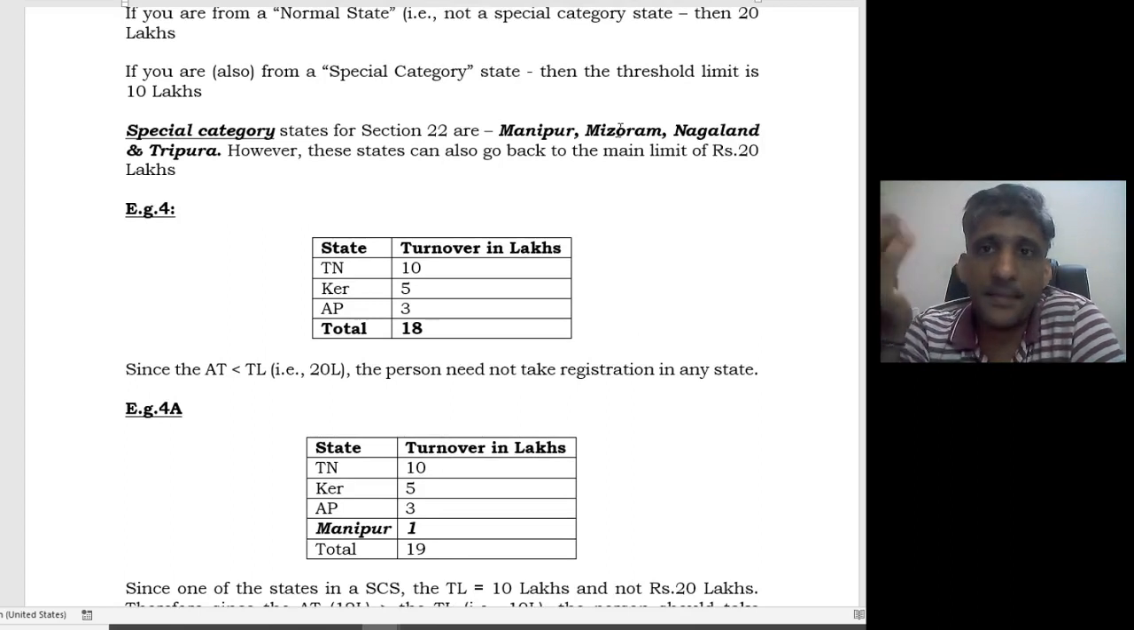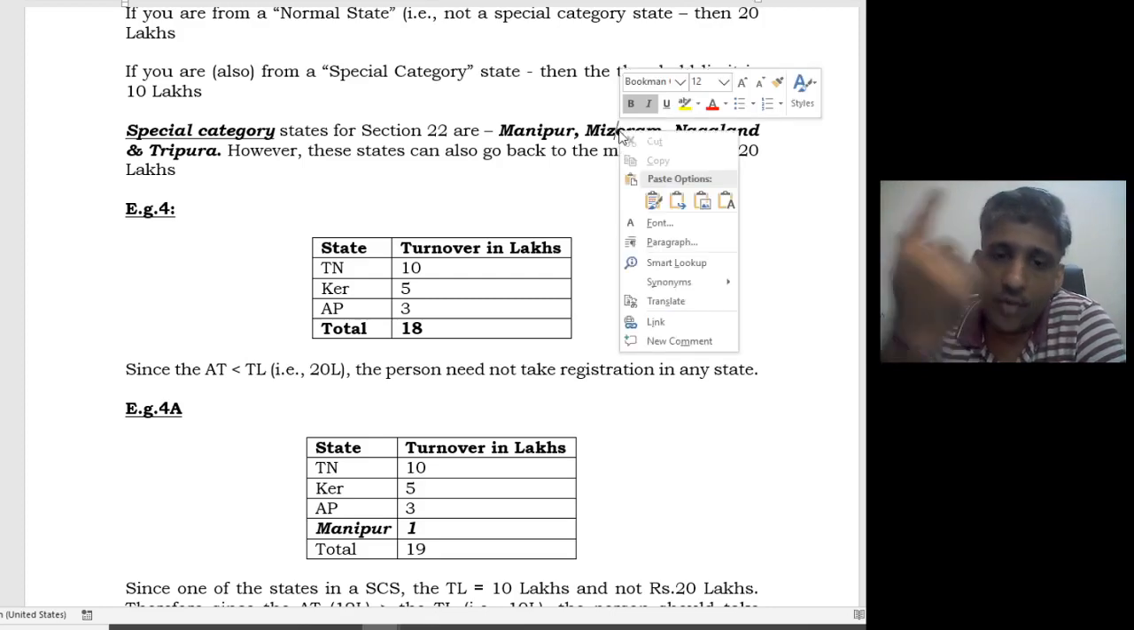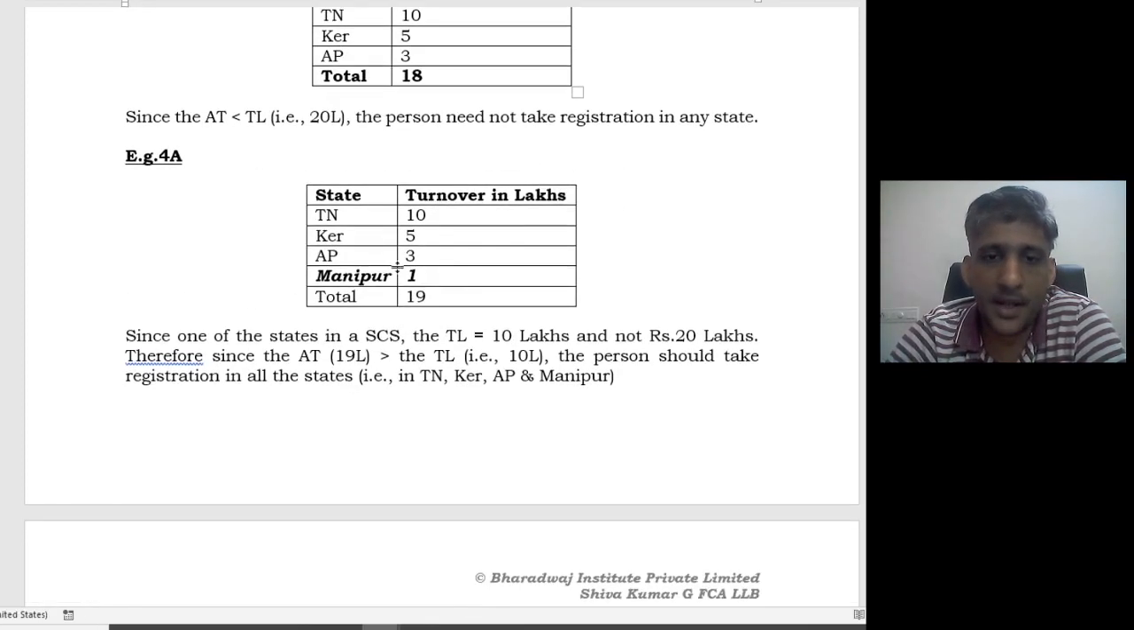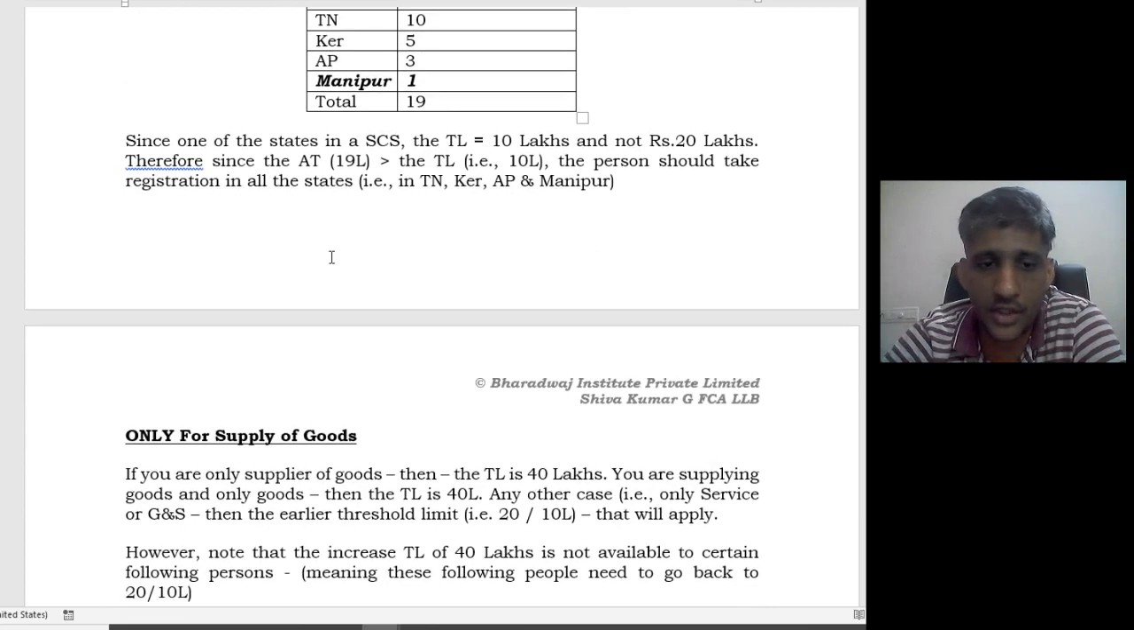Make my trip, MMT. You can add one N. So make my trip to Nagaland. You can remember like that. Manipur, Mizoram, Tripura and Nagaland. These are the 4 special category states. If even one special category state is involved, like for example here Manipur, then the entire turnover limit becomes 10 lakh rupees. Therefore, you should take registration in Tamil Nadu, Kerala, AP, and Manipur. It is not only Manipur, in all the other states also you should take registration.